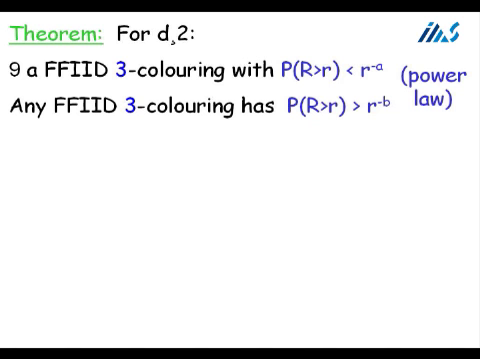For any d greater than or equal to 2, there's a finitary factor of an IID process which is a 3-coloring that has power law correlations, and we can show that in fact any FFIID 3-coloring has to have power law correlations.